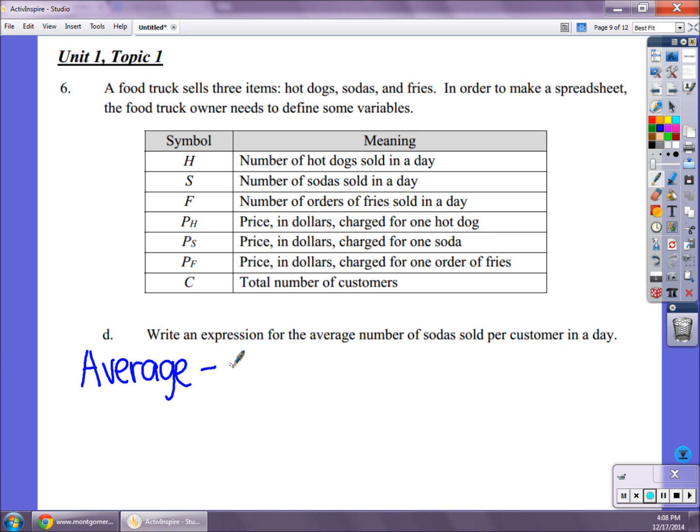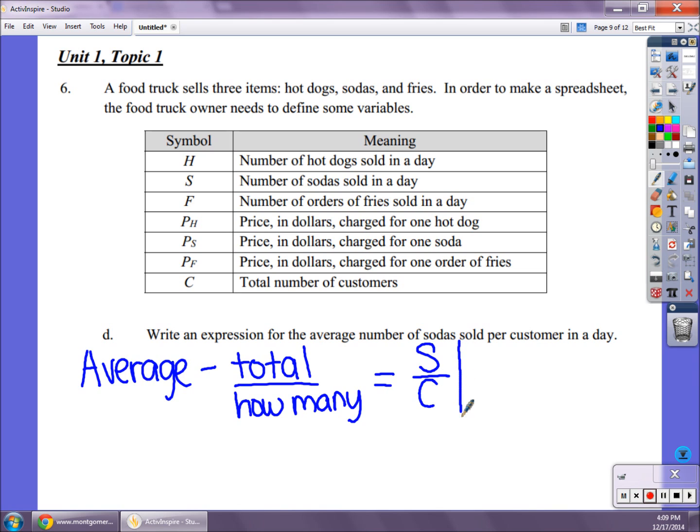When we find the average, we usually calculate a total amount and then divide by how many? All right, so we need the average number of sodas sold per customer in a day. In this case, we know the total number of sodas sold in a day is going to be S, and we know that how many customers there are is represented by C, and there's our expression for the average number of sodas in a day.